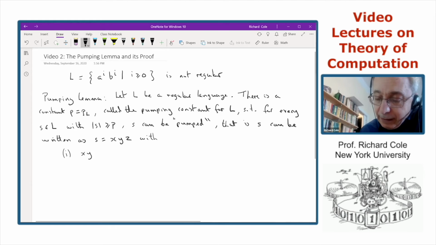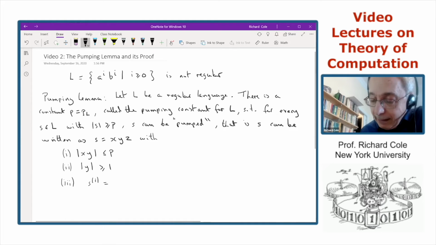and X, Y, and Z satisfy certain properties. First of all, the length of XY is reasonably short. It's at most P characters. Second, the length of Y is at least 1. That is, Y is not the empty string. X could be the empty string. And third, and this is really the crucial property, let me call the following string S superscript i, which is X followed by Y repeated i times, followed by Z. This is in our language for all integers i.